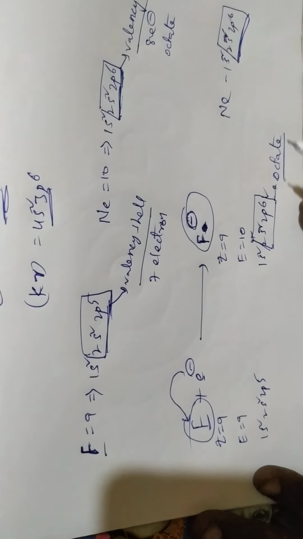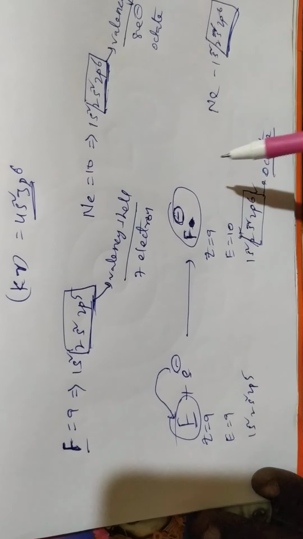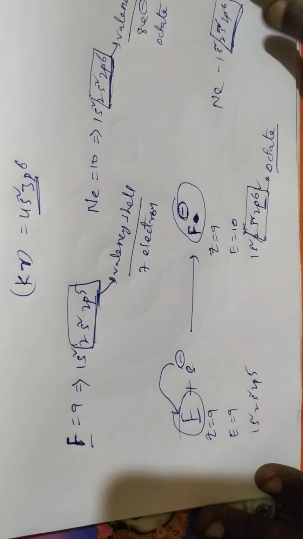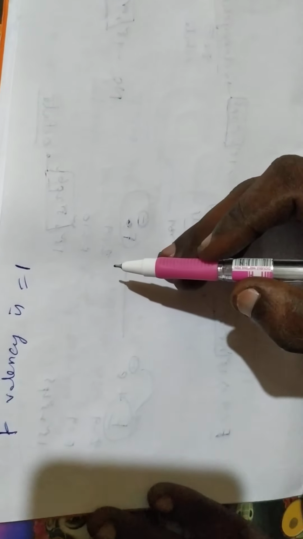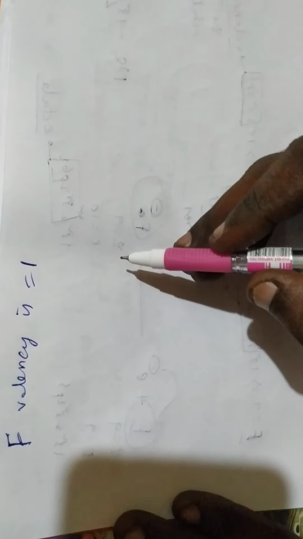Now the valency of fluorine is 1, because 1 electron is required to get an octet electron configuration like neon. So fluorine's valency is 1 because fluorine requires 1 electron to get a neon-like electron configuration.